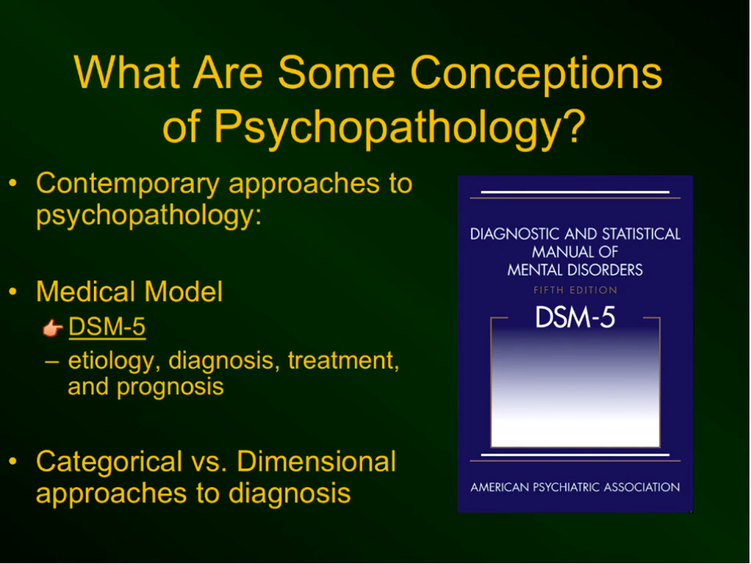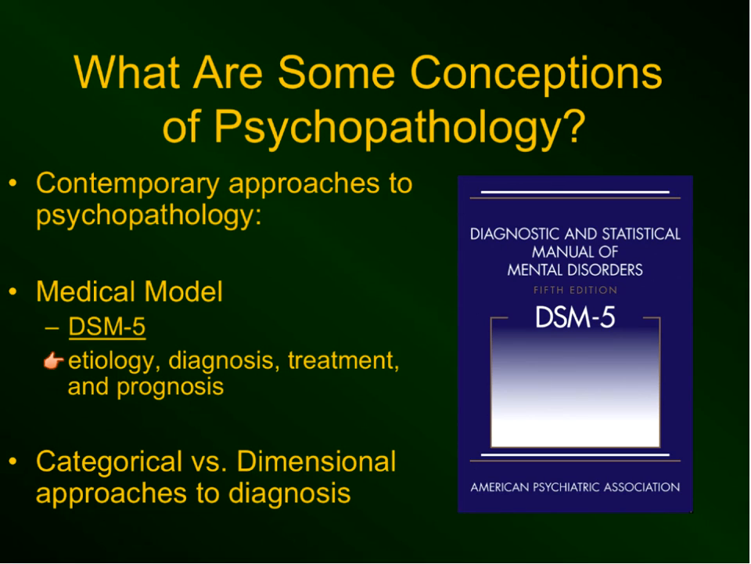This medical model is embodied in the DSM-5. DSM-5 stands for, over on the right side here, Diagnostic and Statistical Manual of Mental Disorders. The DSM-5 was published back in May of 2013, so it's only 3 years old. And like medical conditions, it lays out for us and has us think about, for the different psychological disorders, things like etiology, diagnosis, treatment, and prognosis.